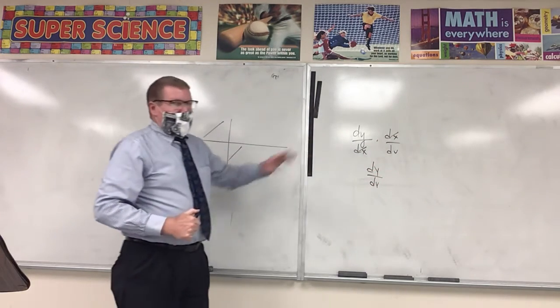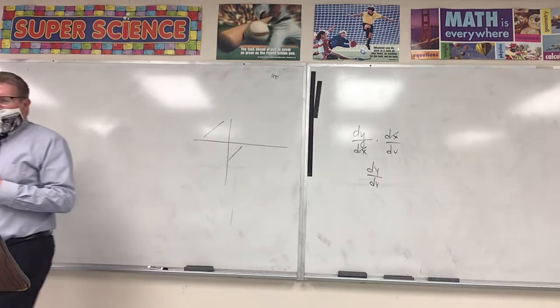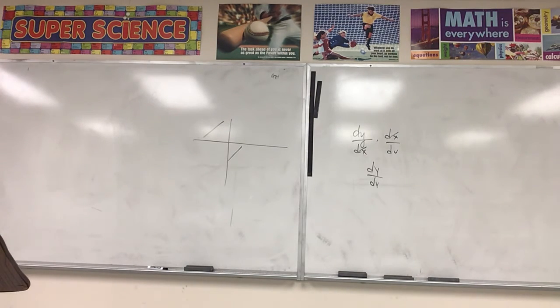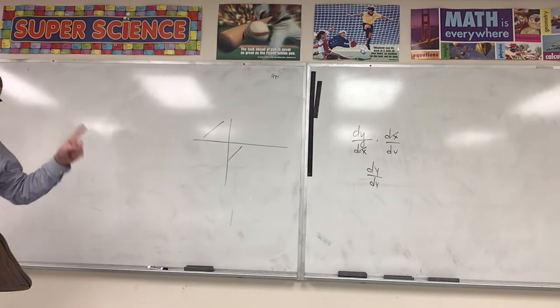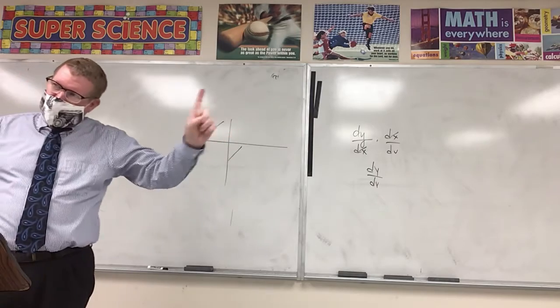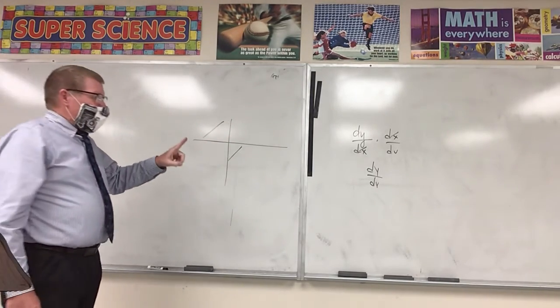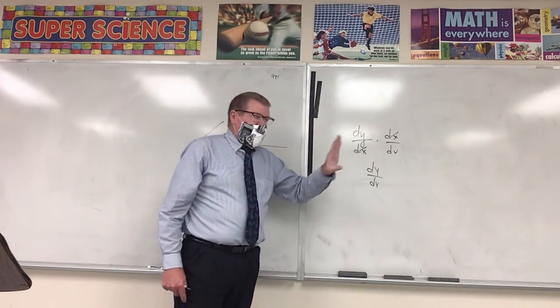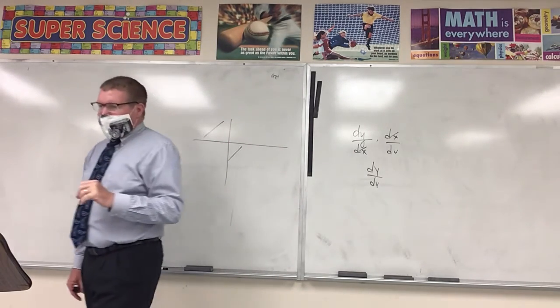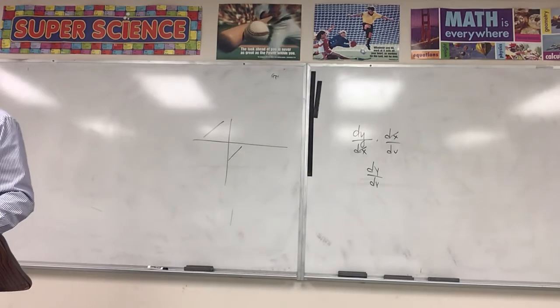Well, dy over dx represents what? What does that represent? Derivative. Derivative of what? Of the function. Of y in respects to what? X. And then dx over dv represents what? The derivative. The derivative of x in respects to v. And this illustration shows that I'm going to take the two derivatives and I'm going to multiply them together because of the chain rule.